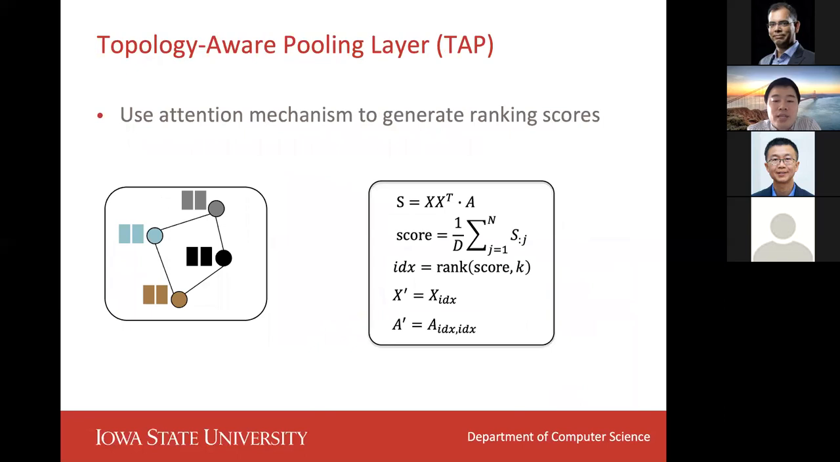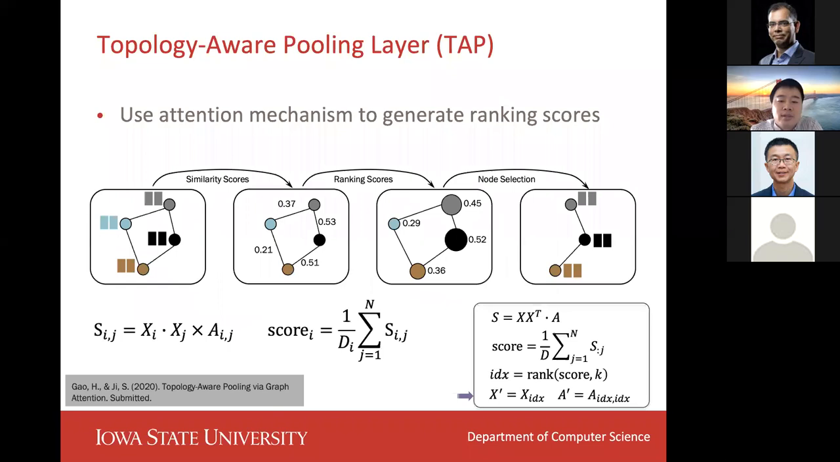So to address this limitation, we move forward to propose a topology aware pooling layer. In this method, we use an attention mechanism to generate ranking scores. The ranking score of each node is based on its average similarity scores with its neighbors. So this is a mathematical expression of our topology aware pooling layer. Here, x times x transpose will compute the similarity scores for each pair of connected nodes. And then each node will average its similarity scores with the neighbors and use the results as its ranking score. So based on this ranking score, the k nodes are selected and the new feature matrix and the new adjacency matrix are extracted.